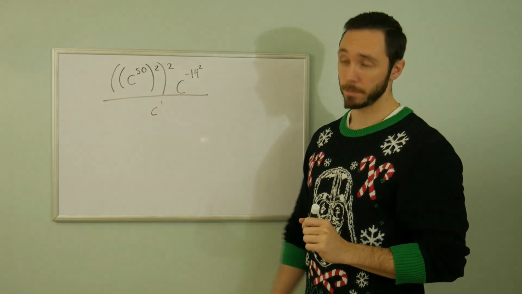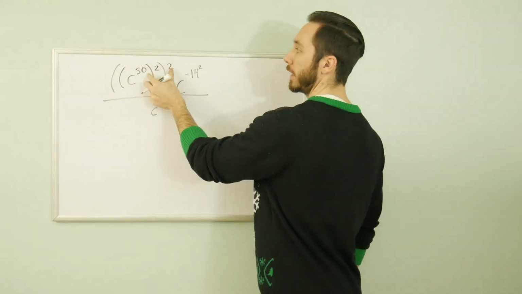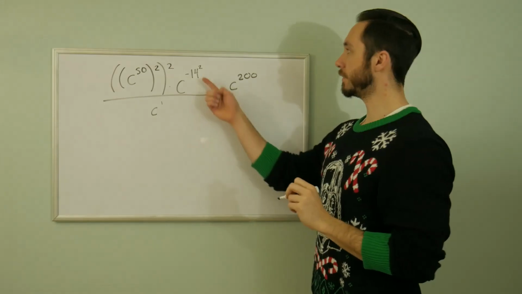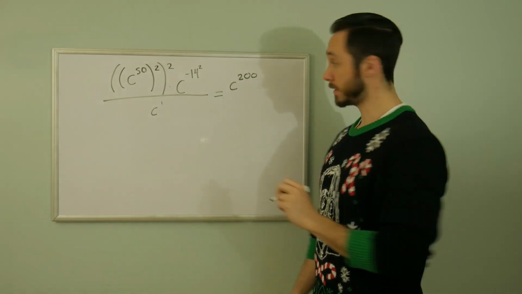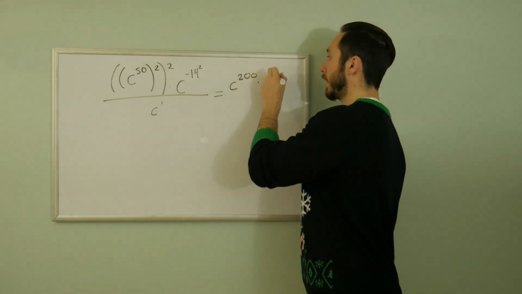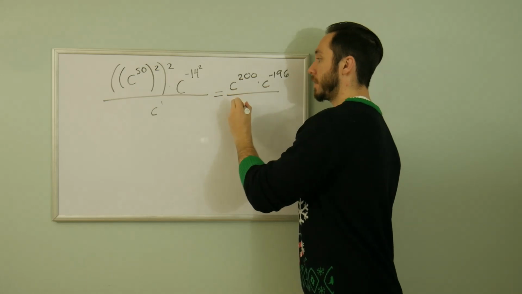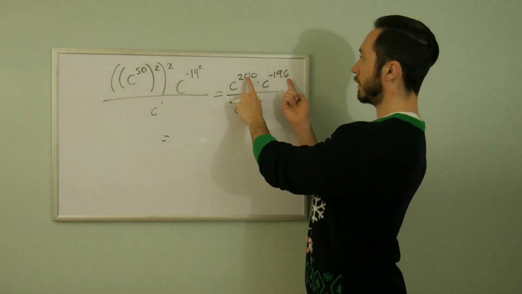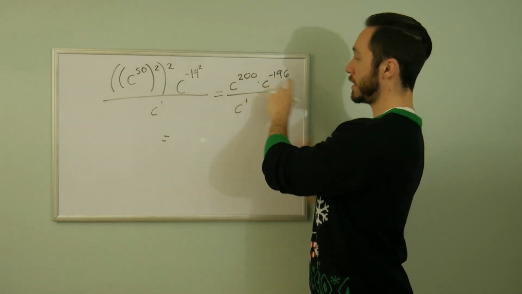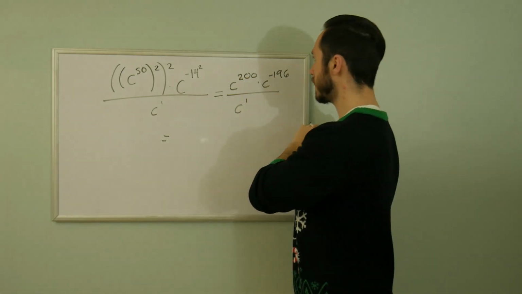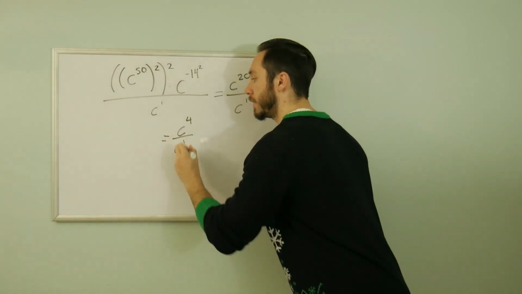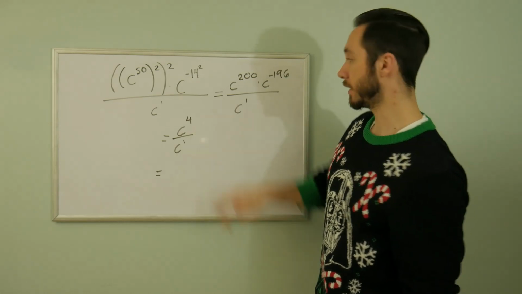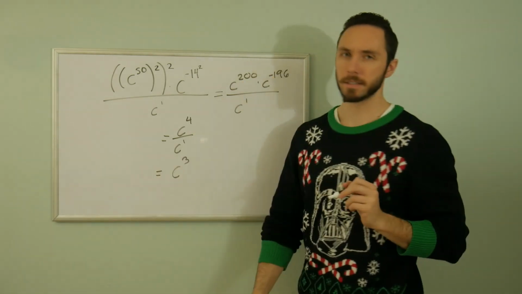Top left, I would simplify that first. I know I can multiply all these by one another. So 50 times 2 is 200. Let's see, 14 squared, that is 196. So times c to the negative 196. And then that's just all over c to the first still. We can just now add these two up top. We can say, well, 200 plus negative 196, that's c to the 4th, and then that's still all over c to the 1st. Lastly, we can just use that basic property of exponents and subtract here. 4 minus 1 is 3. Here we get c to the 3rd.